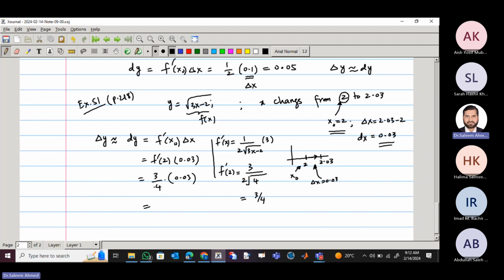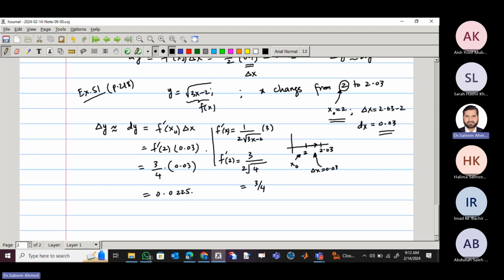So if you use a calculator, this is 3 multiplied by 0.03 divided by 4. So this becomes 0.0225. So this is the approximate change in y because x changes from 2 to 2.03. So there will be some corresponding change in your y. You see, this is the first y, so your y will become this one. So this is the change basically, that is delta y.